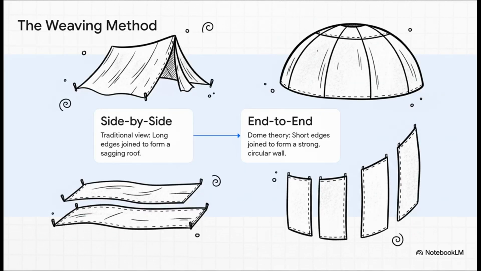Really, the whole thing comes down to this one simple change in how you put it together. The traditional idea is you stitch the long sides of the curtains together to make a big flat blanket for a roof.